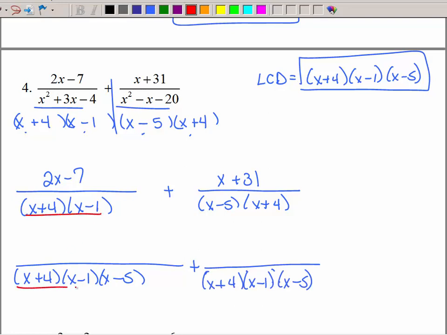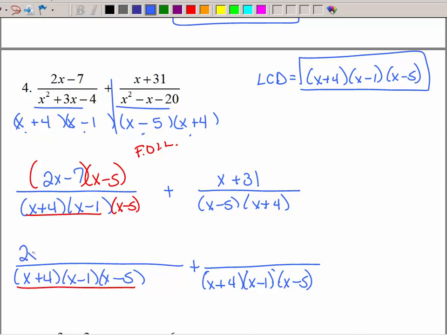Compare the old to the new. What do I need to multiply the old by to make it match? An x minus 5. So again, I have to multiply all of that times x minus 5, which means I have to FOIL it out: first, outer, inner, last. Okay, so let's do that.